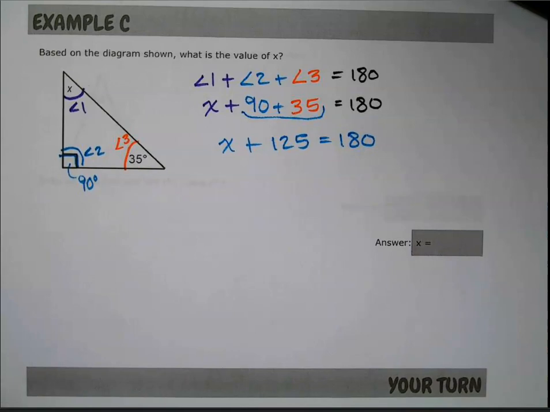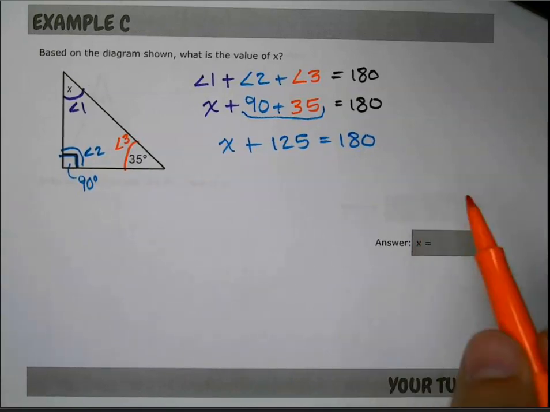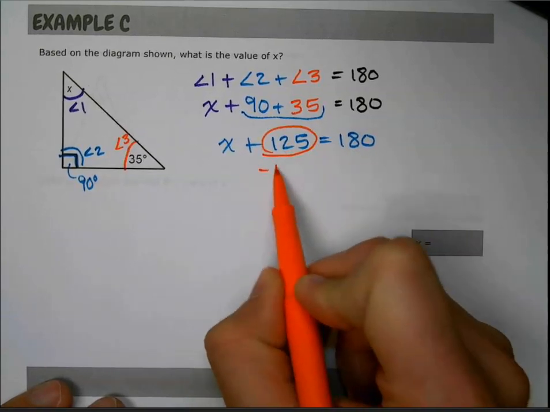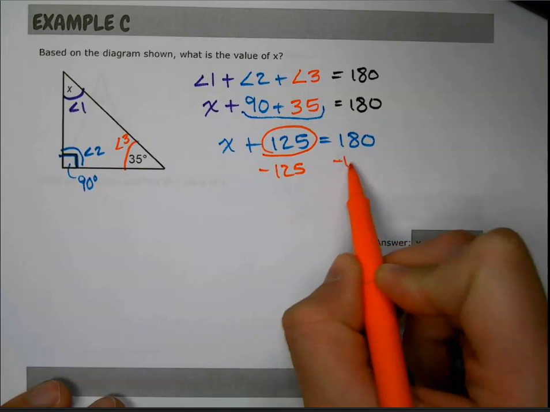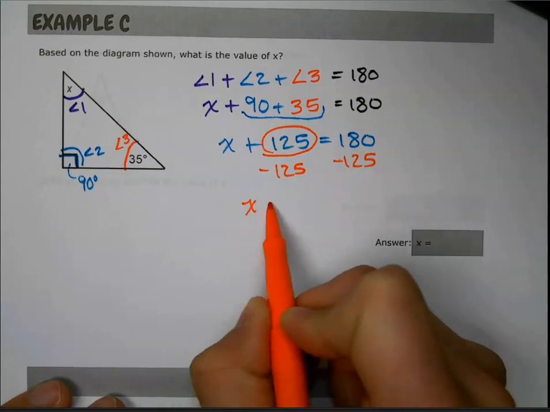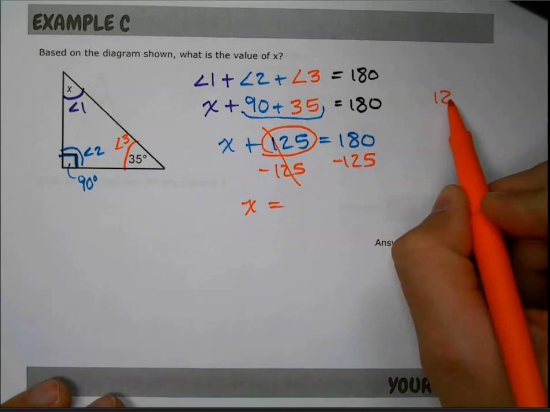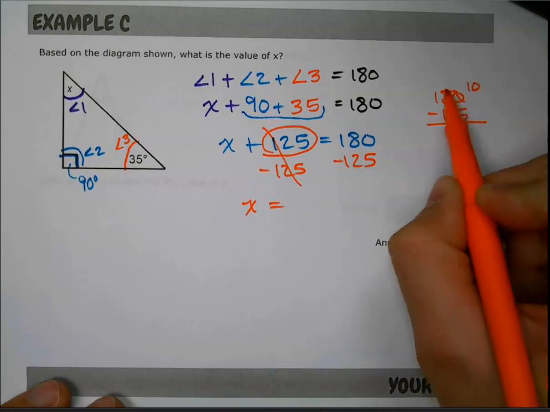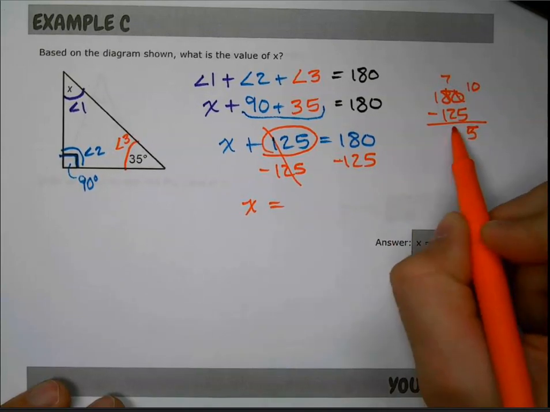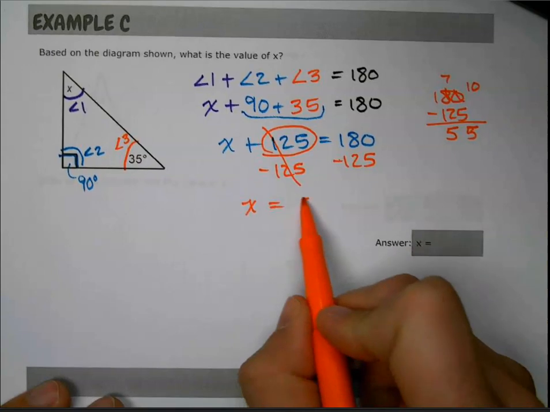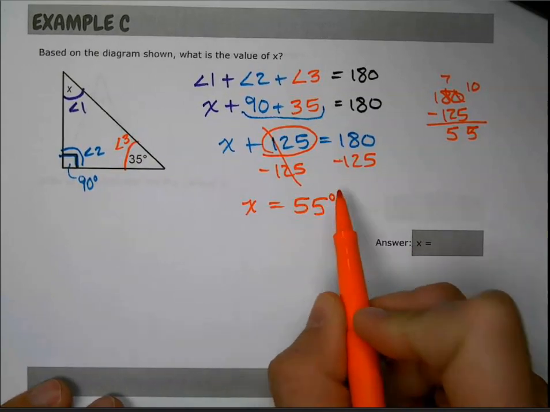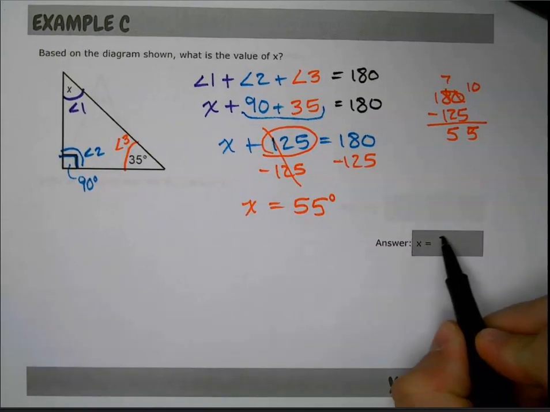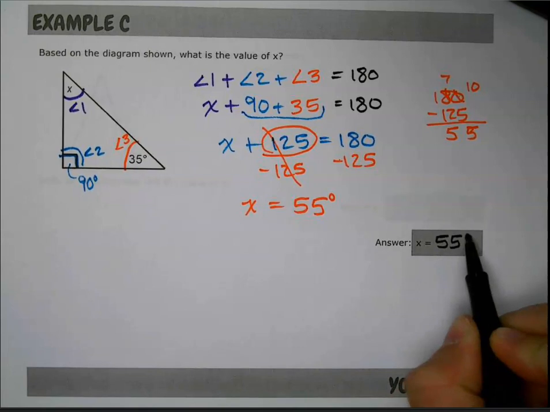Now I need to get x by itself, and all I have is this addition I need to get rid of, so I'm going to subtract 125 from both sides. So x equals 180 minus 125. That gives me 55. Okay, so x equals 55 degrees.